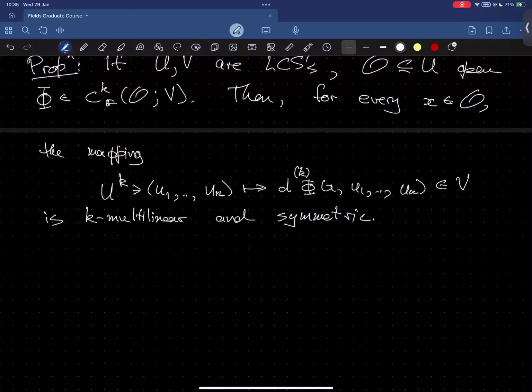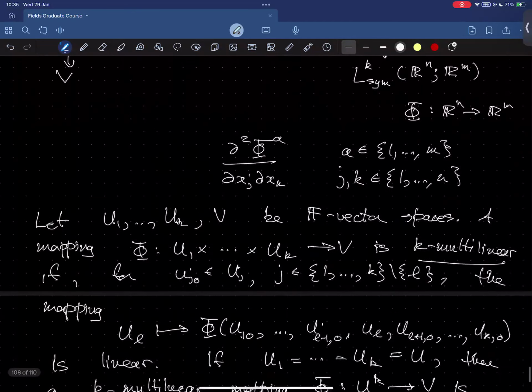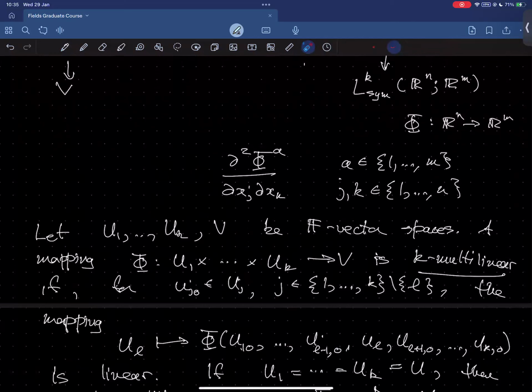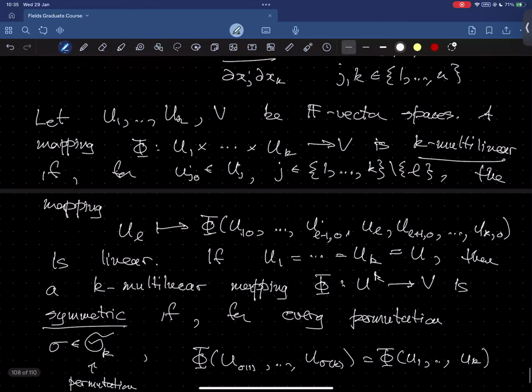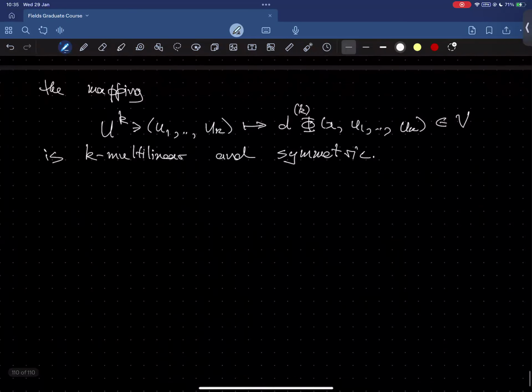The proof of this is tedious. The proof of the symmetry result, even in multivariable calculus, is tedious, and maybe you didn't even see that result. The symmetry is sometimes referred to as Schwarz's lemma.